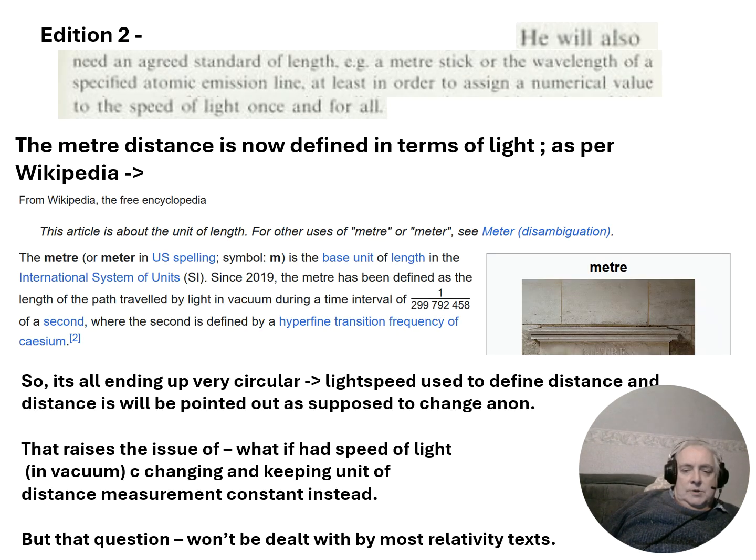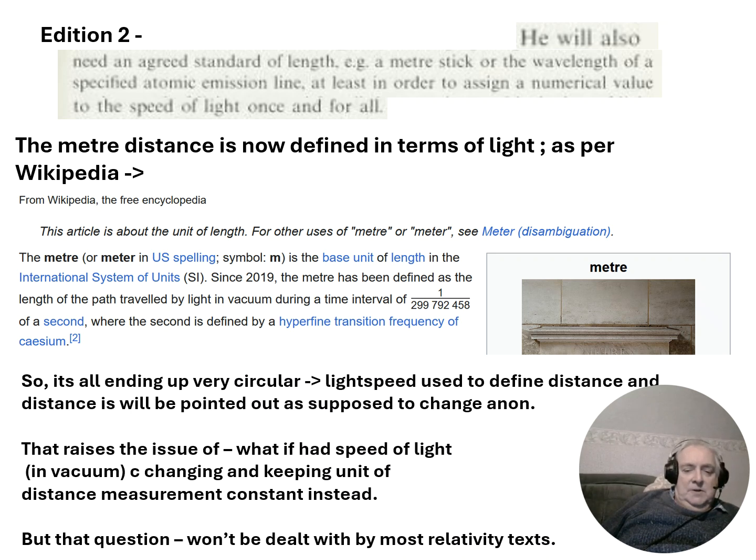It says he, which is the observer, will also need an agreed standard of length, e.g. a meter stick, or the wavelength of a specific atomic emission line, at least in order to assign a numerical value to the speed of light once and for all. And that's the speed of light c in vacuum, free of the influence of fields. Anyway, the meter distance is now defined in terms of light as per Wikipedia. So light travels a certain distance in a certain time, and that's supposed to be a meter, and it's defined that way. So it all ends up very circular.